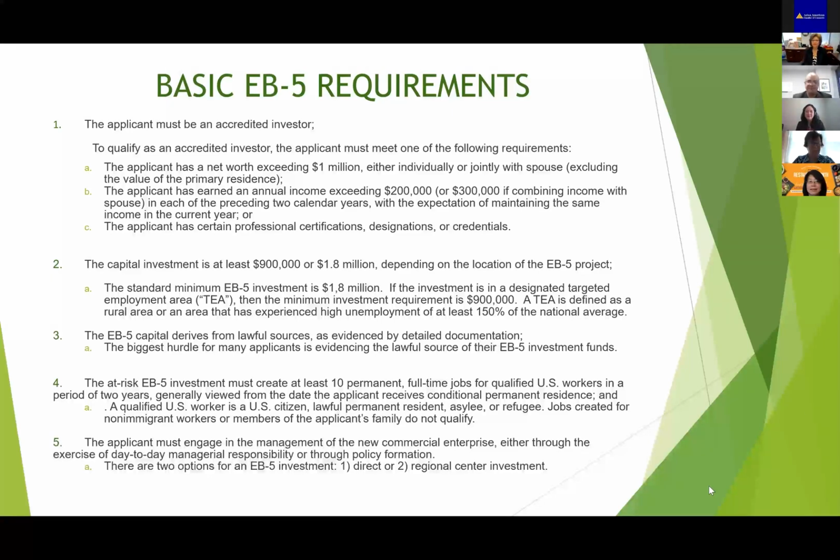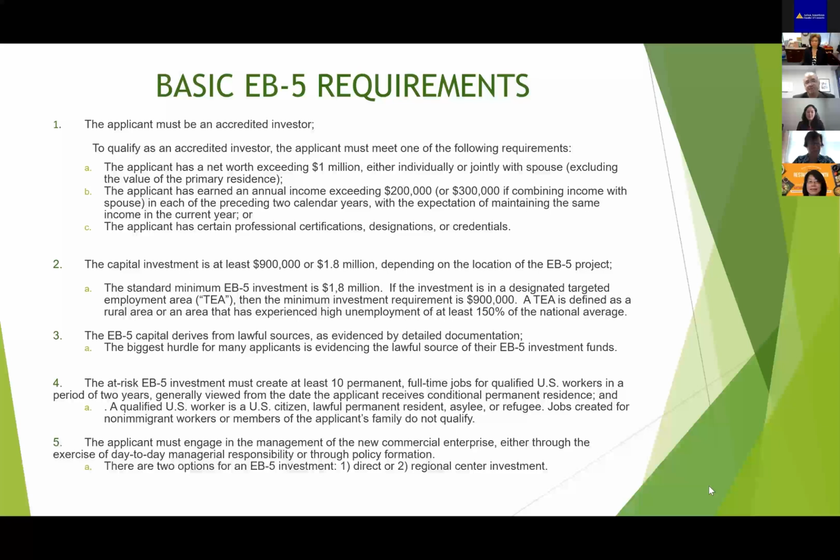The EB5 program was established largely to allow wealthy investors to come to the United States with a path to the green card. It's basically based on their investment, and it has been a very, very successful program. In fact, it's often considered one of the reasons why the United States came out of the recession in 2008, 2009: one of the reasons was the investments that came in through the EB5 program.